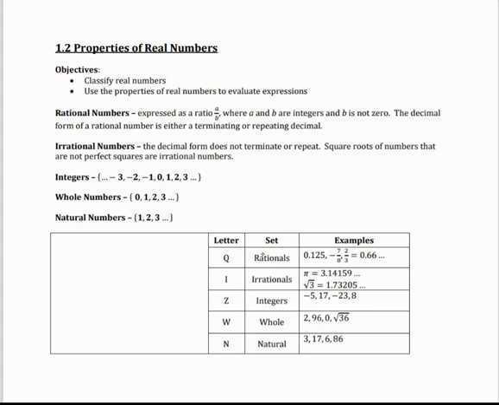Okay, so our rational numbers are anything that can be written as a ratio. Notice we have fractions, right? Fractions are ratios. We have a decimal. 2, right? 2 is 2 over 1. So anything that can be written as a ratio.